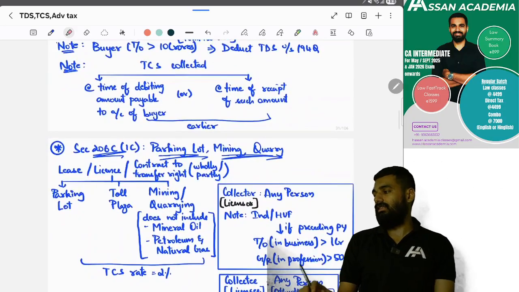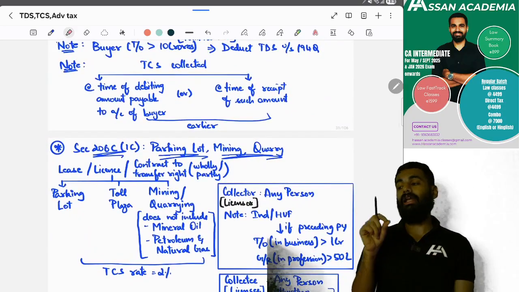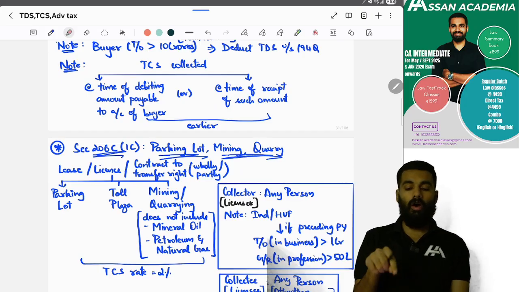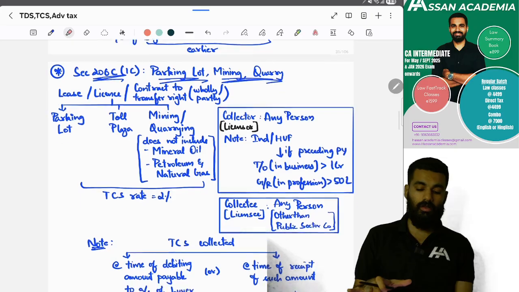And when will you collect TCS? You will collect TCS when you are making the journal entry by debiting the user account, or at the time of collecting the amount, whichever is earlier.